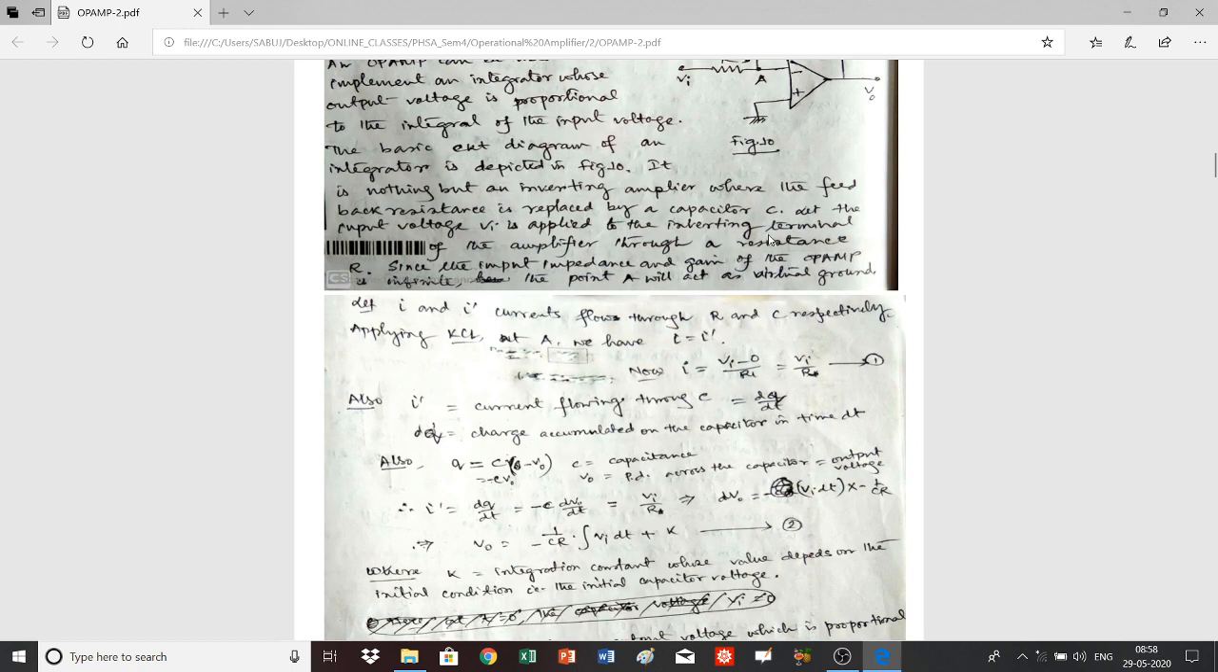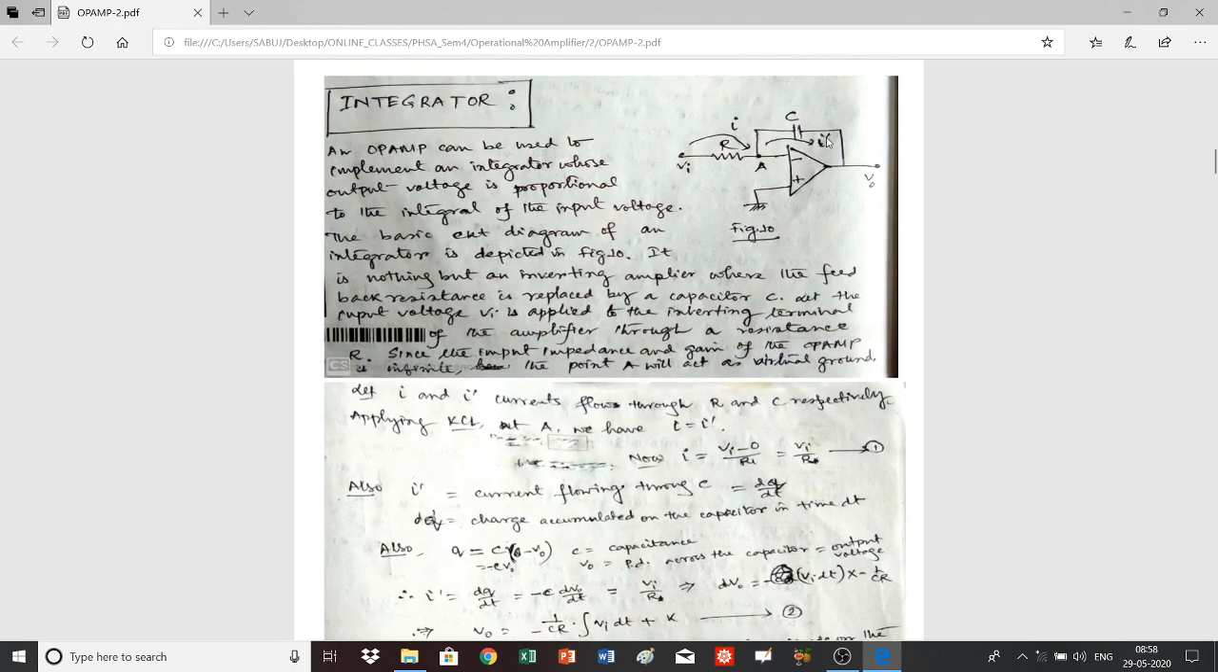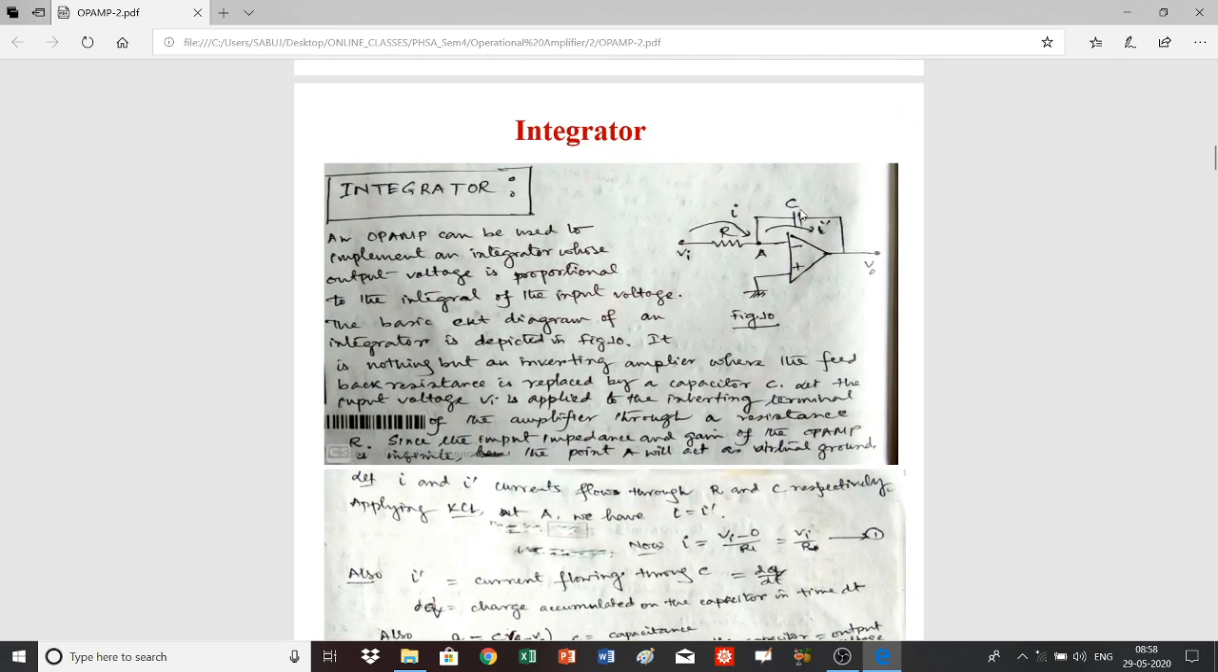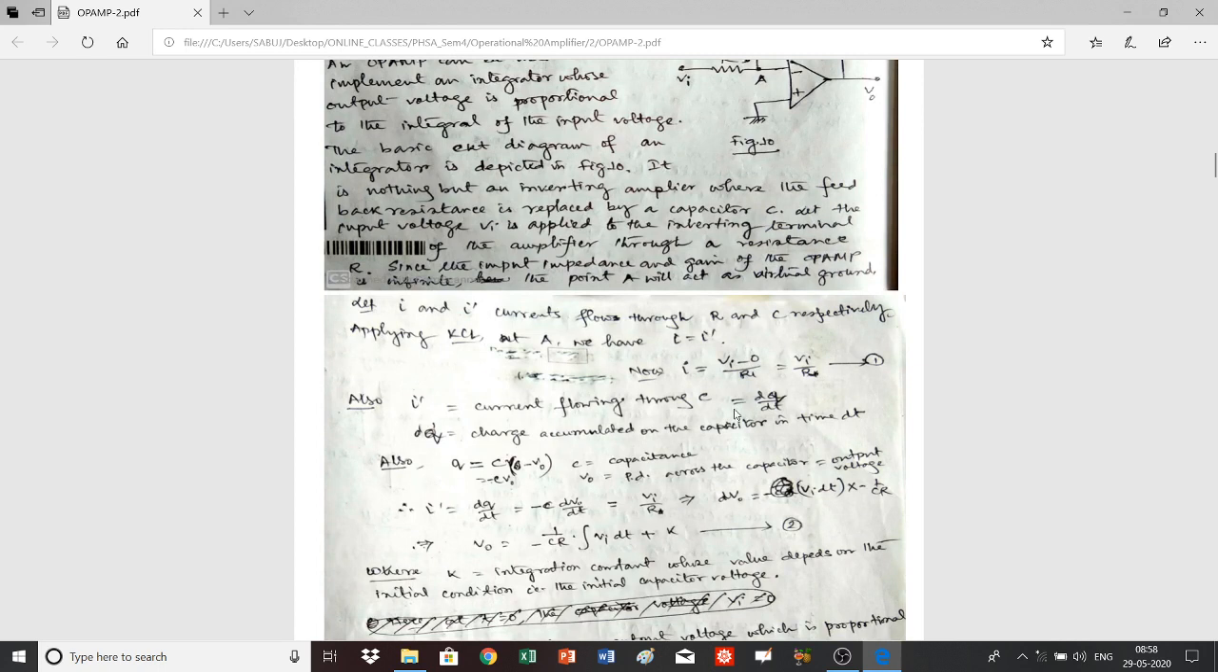Now let us concentrate on the current I prime, which is nothing but the rate of change of charge accumulating in the capacitor plates. Let dq be the charge accumulated on the capacitor plates, and the time required is dt. So I prime, the current flowing through C, will be the time rate of change of the charge accumulation, that is equal to dq by dt.